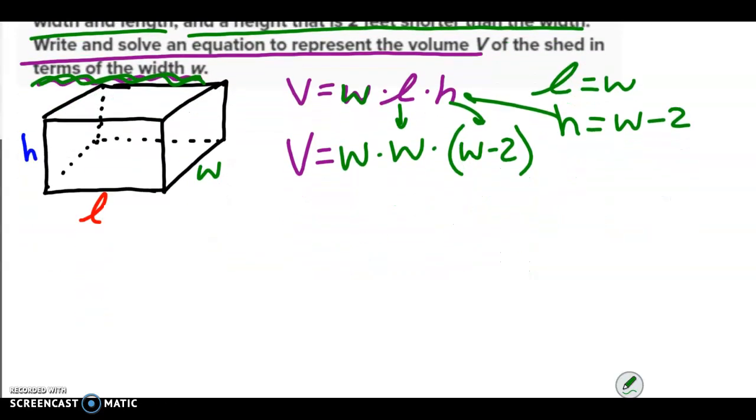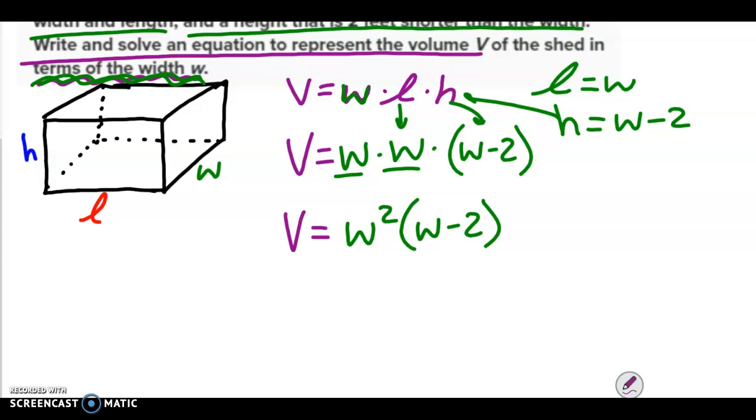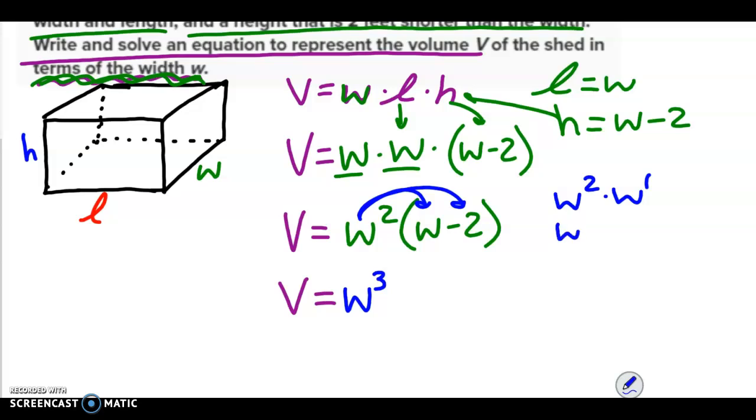So now that we've got that done, we're going to be multiplying everything together. So that volume is going to equal, well, the width times the width, first of all, is W squared. And then we're going to multiply that by W minus 2. So when we go ahead and multiply that W squared by both of those pieces, we're distributing that W squared to multiply by both those pieces in the binomial. So W squared times W is going to be W to the third. Okay, W squared times W, it's 2 W's times 1 more, so there's 3 W's there. And then W squared times a negative 2 is just negative 2W squared.